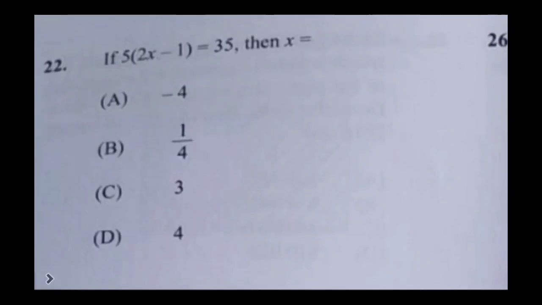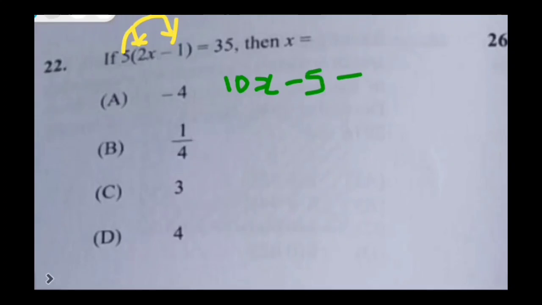Question 22. If 5(2x minus 1) is equal to 35, then x is equal to, we need to solve this. So what we need to do is expand our brackets. So we need to multiply 5 by 2x and then 5 by negative 1. So we have 5 times 2x would give us 10x, and then 5 times negative 1 is going to equal negative 5, and that is all equal to 35.